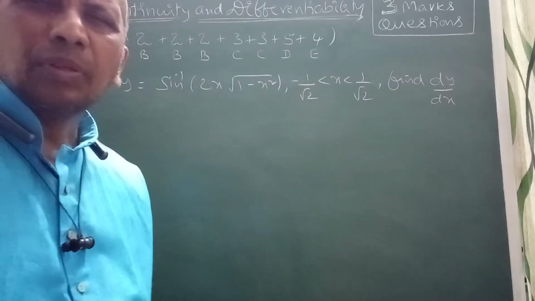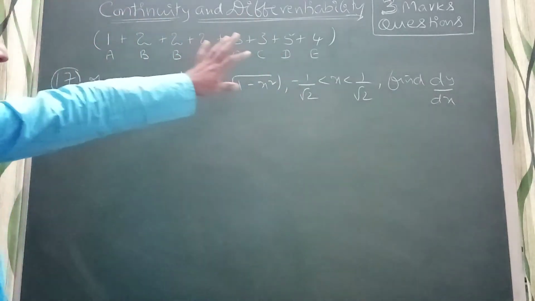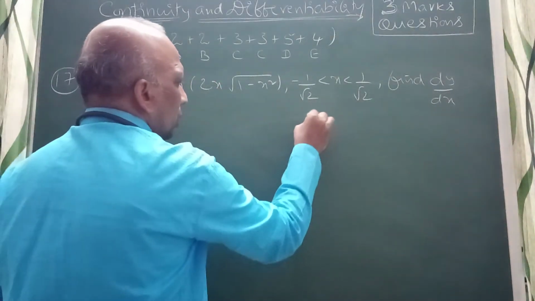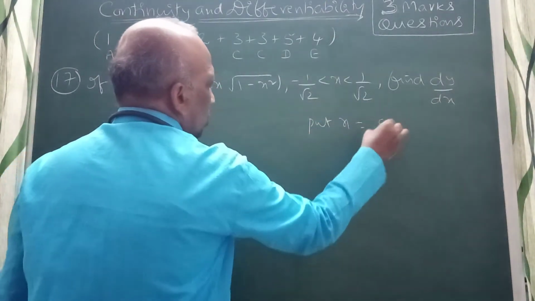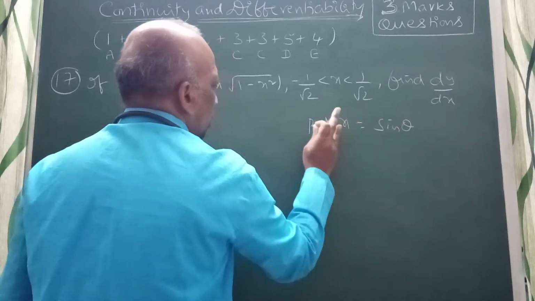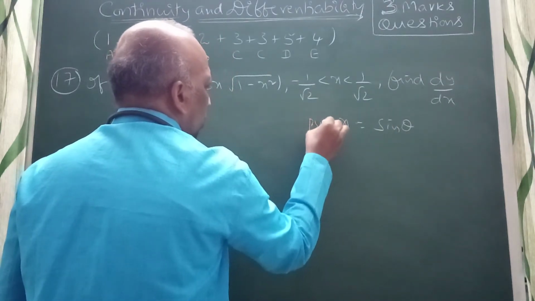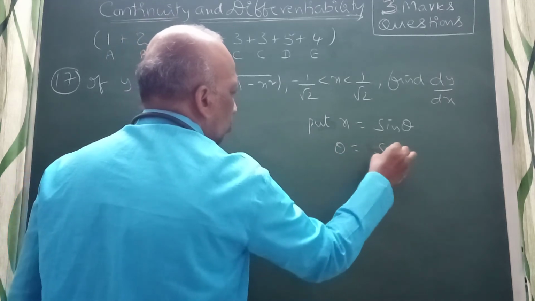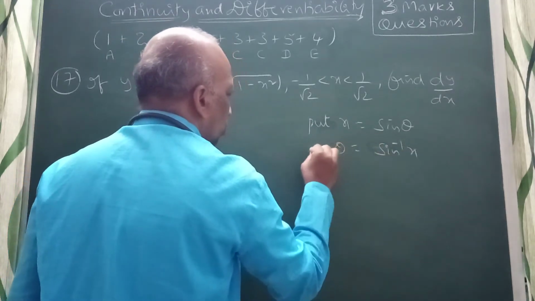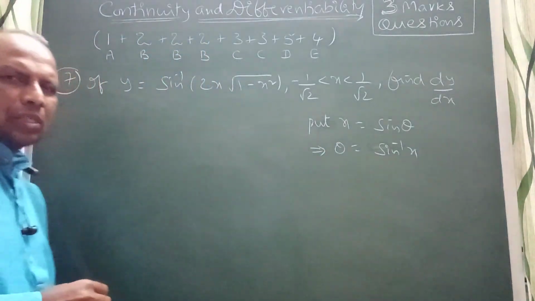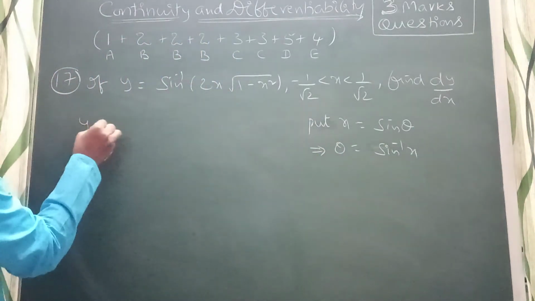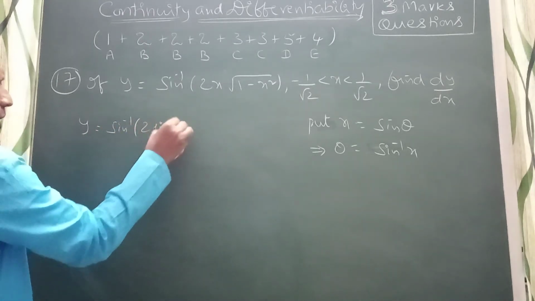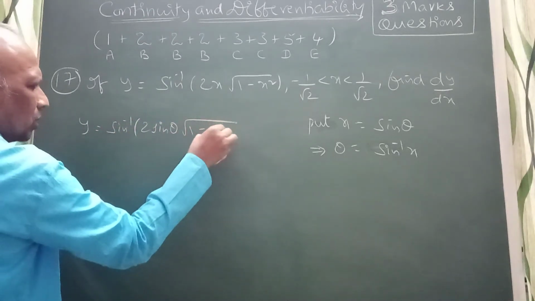We'll do the next. See, in this problem they are given like this. They are asking dy by dx. Here we use substitution. Consider x is equal to sin theta. So theta is equal to sin inverse x. Theta equal to sin inverse x. If we take this, y is equal to sin inverse of 2 sin theta root of 1 minus sin square theta.